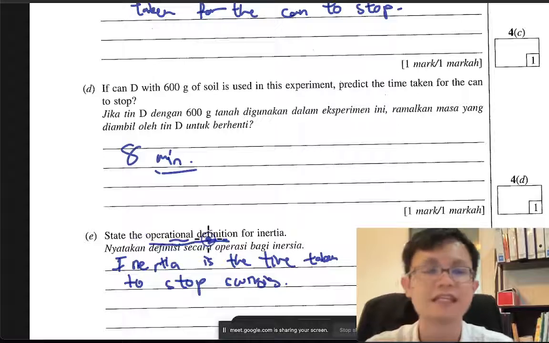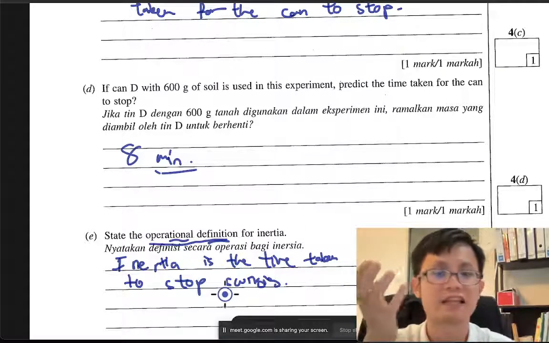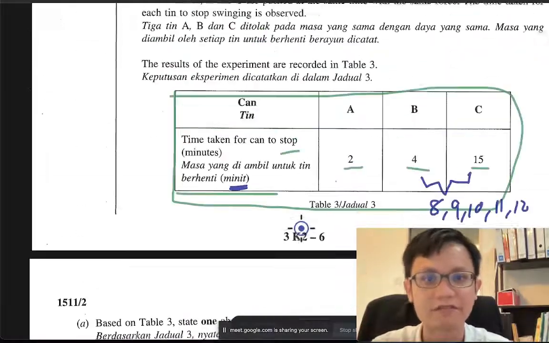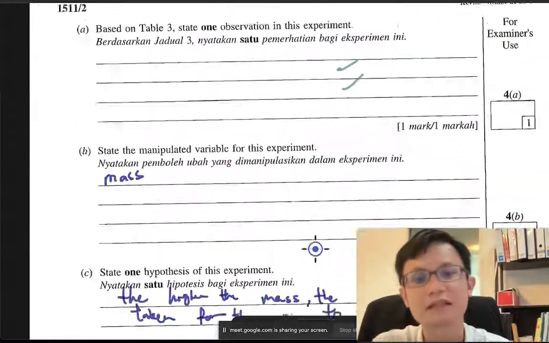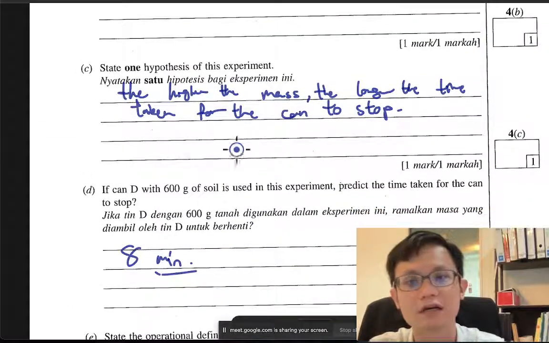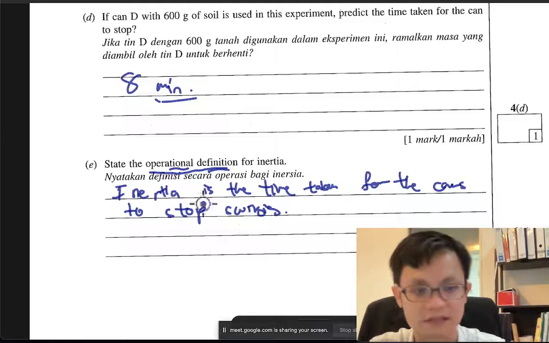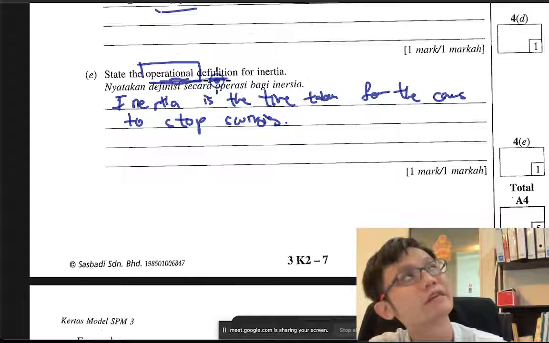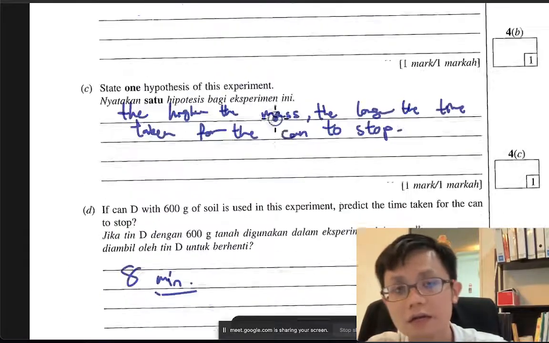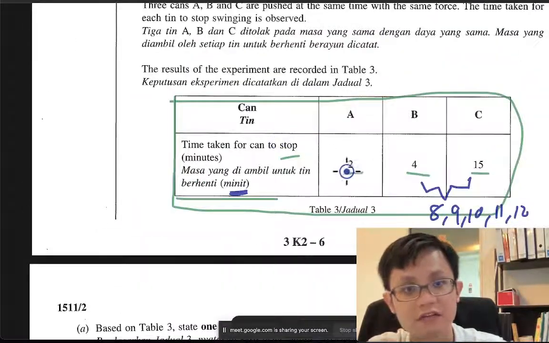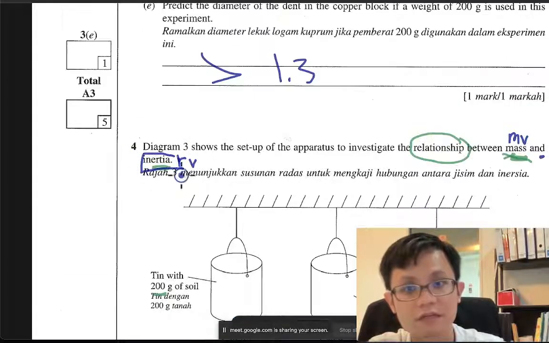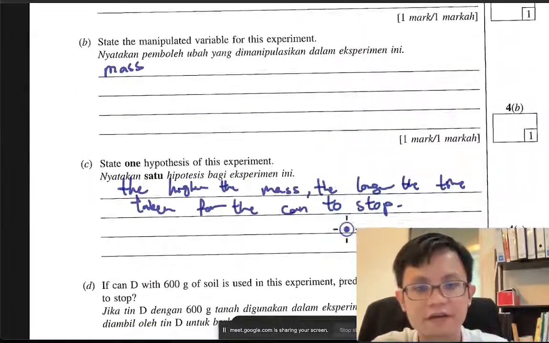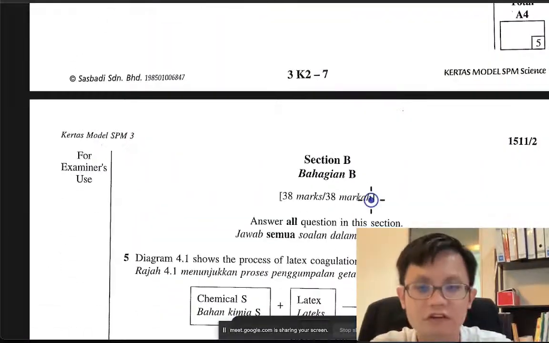So operational definition actually depends on the experiment. See what experiment you are doing. If you are doing something like this, then it relates to the time taken. That's why we just add the time taken into the definition of inertia. Remember to refer back to the question. So the question is relating to RV. So probably you need to consider RV.